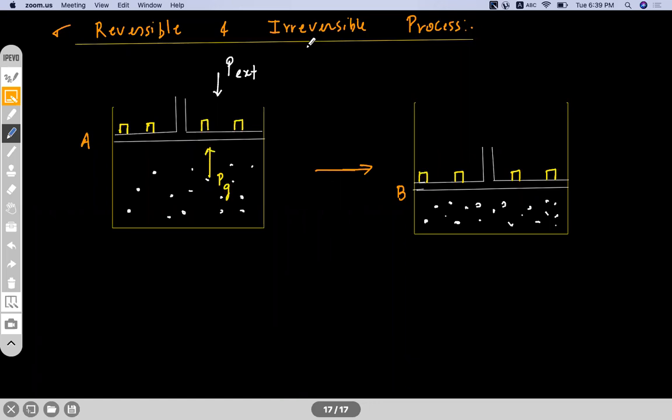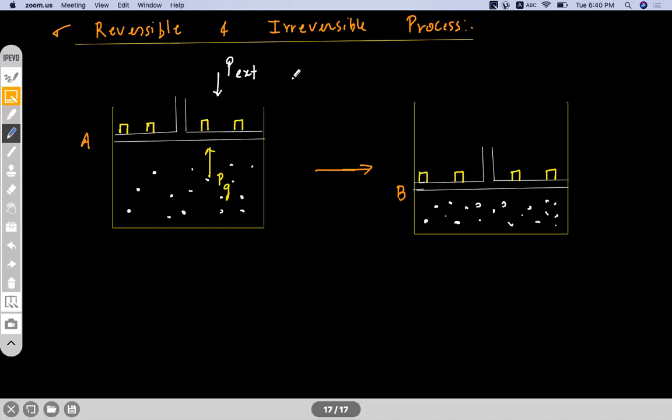Because of the fast movement of the piston, some energy dissipates into the atmosphere in the form of heat, because of friction and because of the collision of molecules there. If it moves down fast, the molecules will collide faster, and some energy will dissipate into the atmosphere. Since the energy has gone out, we cannot restore the original position. That's why it is said to be irreversible.